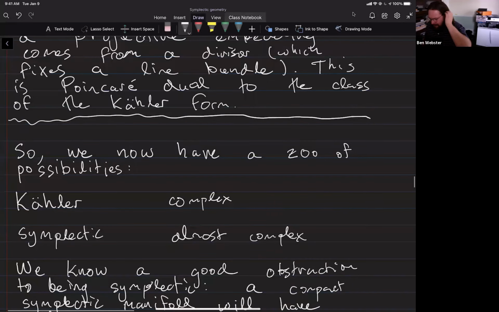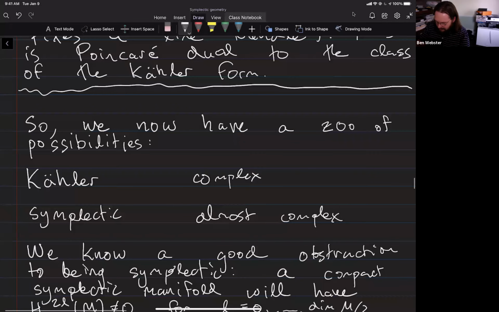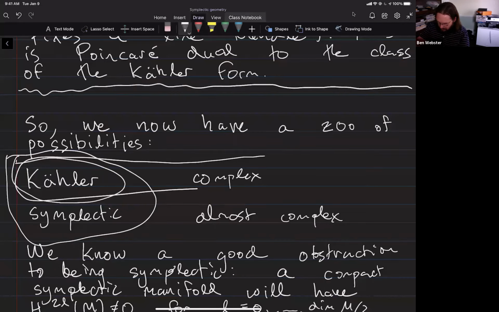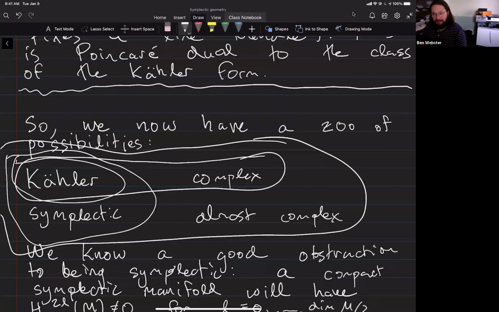All right, so we now have a lot of possibilities. I essentially had this kind of chart before, but let me draw this in a slightly different way. We can have bubbles of Kähler manifolds, and then symplectic manifolds include Kähler manifolds inside them, as do complex manifolds, and then almost complex manifolds include this whole picture. And you can ask what regions in this Venn diagram are non-empty.